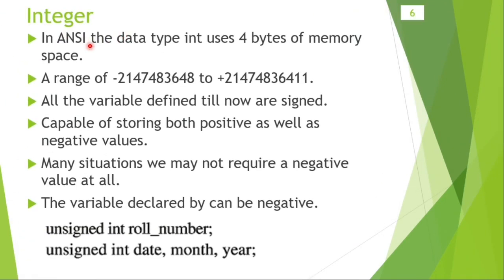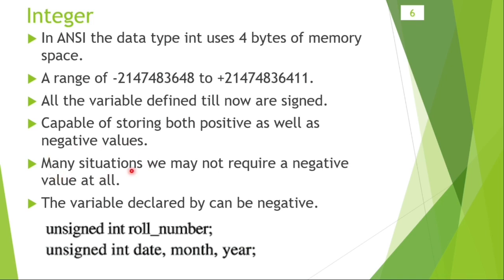Now, integer again. In ANSI, the int data type uses 4 bytes of memory space. Remember this, as it comes in MCQs. There is a range from minus this amount to plus this amount. Now all the variables defined till now are signed. A signed integer is always minus to plus, capable of storing both positive as well as negative values. Right? Just now I have explained.